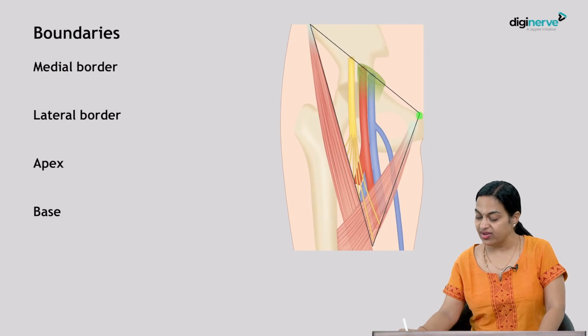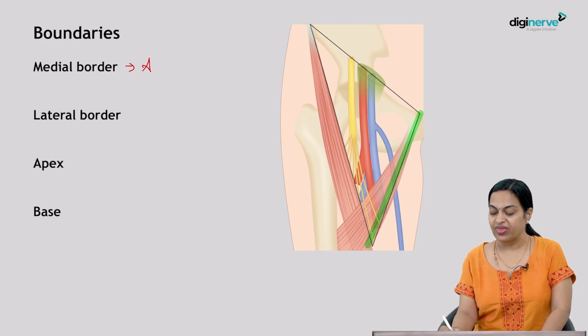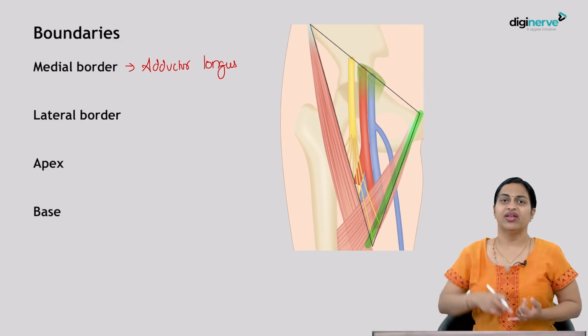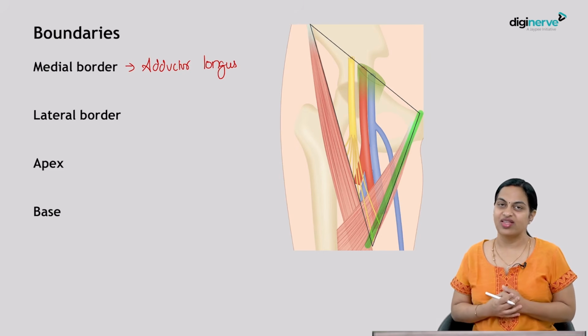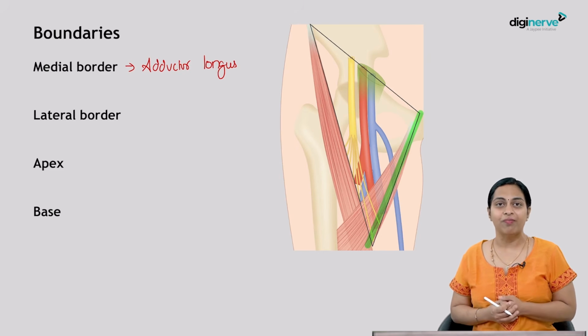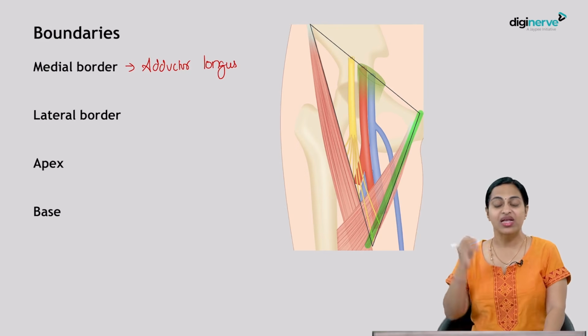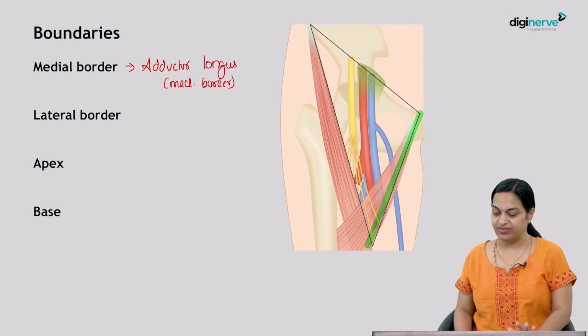What you see here, this muscle, is the adductor longus, a muscle in the adductor compartment or the medial side of the thigh. We have adductor longus, adductor magnus, adductor brevis. We also have pectineus, gracilis and obturator externus in this compartment. The nerve of this compartment is the obturator nerve that comes from the lumbar plexus. So the medial border of adductor longus forms the medial border of the femoral triangle.